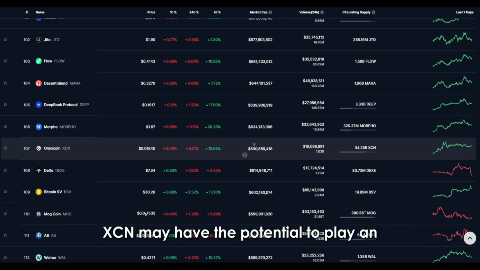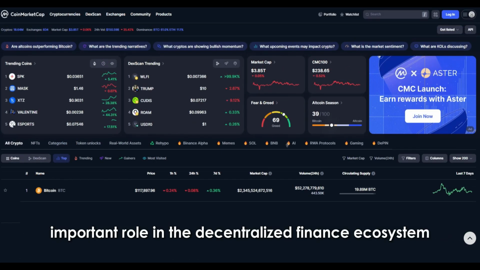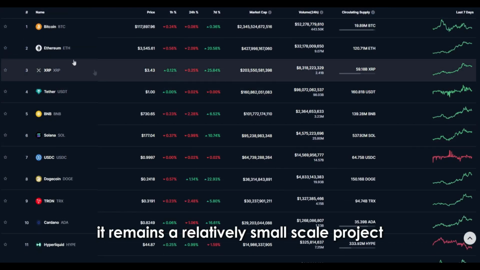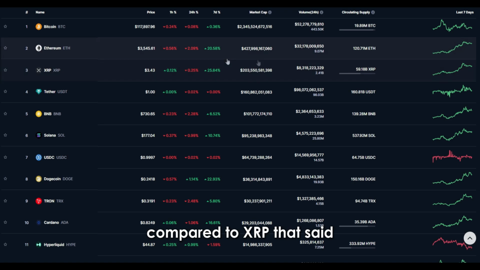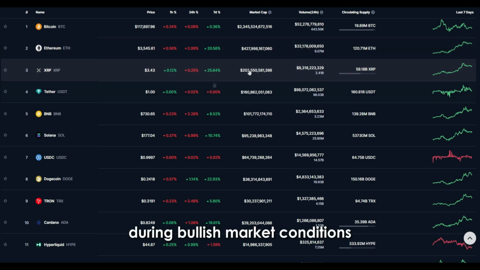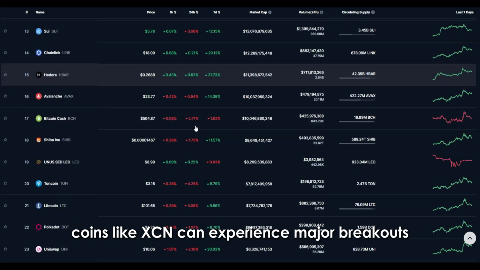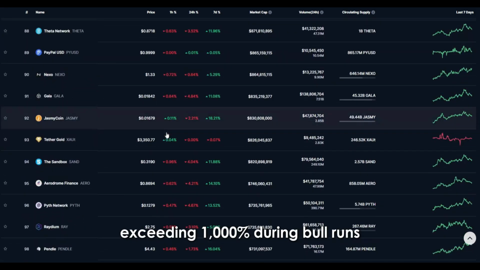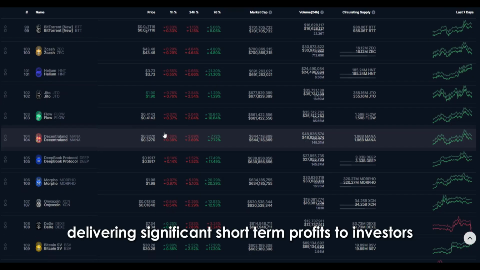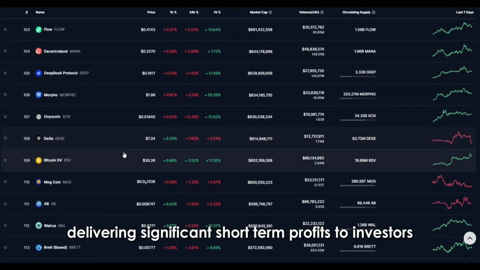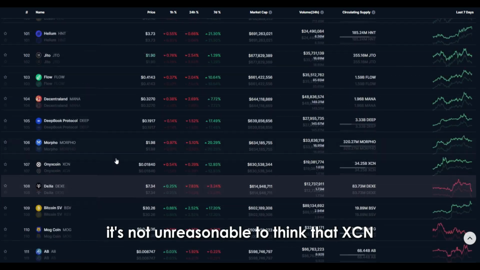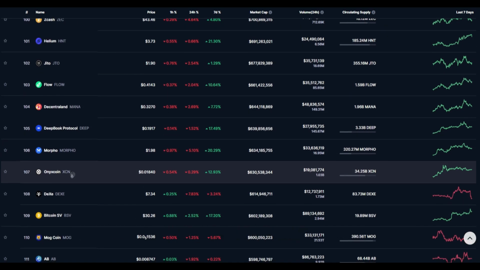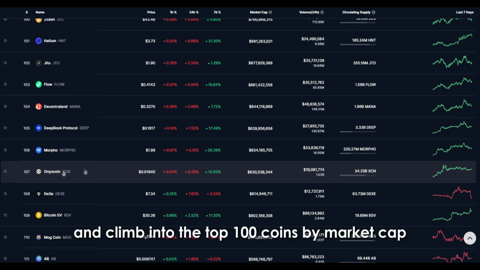XCN may have the potential to play an important role in the decentralized finance ecosystem, but at present it remains a relatively small-scale project compared to XRP. That said, during bullish market conditions, coins like XCN can experience major breakouts. Many altcoins in the past have seen value increases exceeding 1,000% during bull runs, delivering significant short-term profits to investors. From this perspective, it's not unreasonable to think that XCN could deliver a notable performance in the next bull cycle and climb into the top 100 coins by market cap.